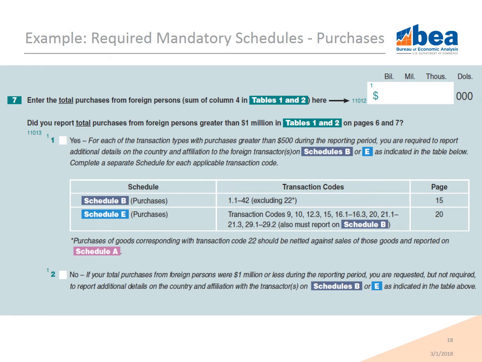Just as with reporting total sales in question 6, the U.S. reporter would enter their total purchases from foreign persons in the space provided for question 7. In this case, the reporter's purchases were 0, and they would answer no to indicate that their total purchases from foreign persons were $1 million or less during their 2017 fiscal year.